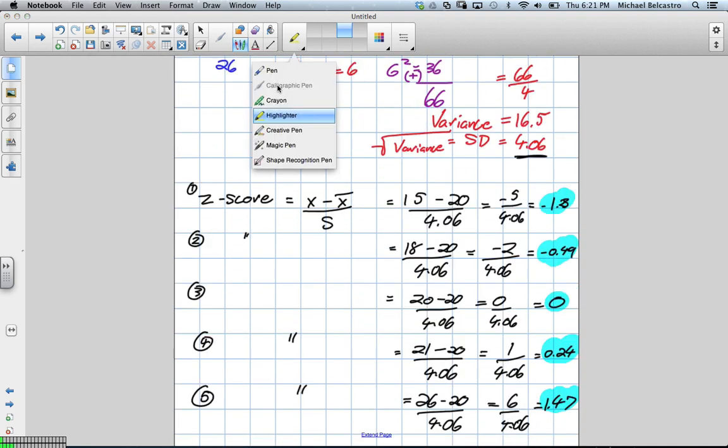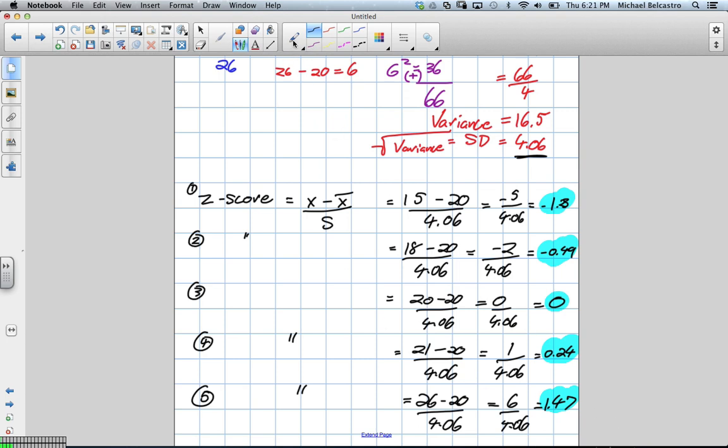Now, I'm just going to quickly talk about it. You see, these values are negative. Negative z-score values mean that we are less than, or to the left of, the mean. The mean was 20, so these values, 15 and 18, are to the left of the mean. That's what negative is letting us know. 0 means we're directly on the mean, which makes sense, right? 20 was the mean, so we're exactly where the mean should be.